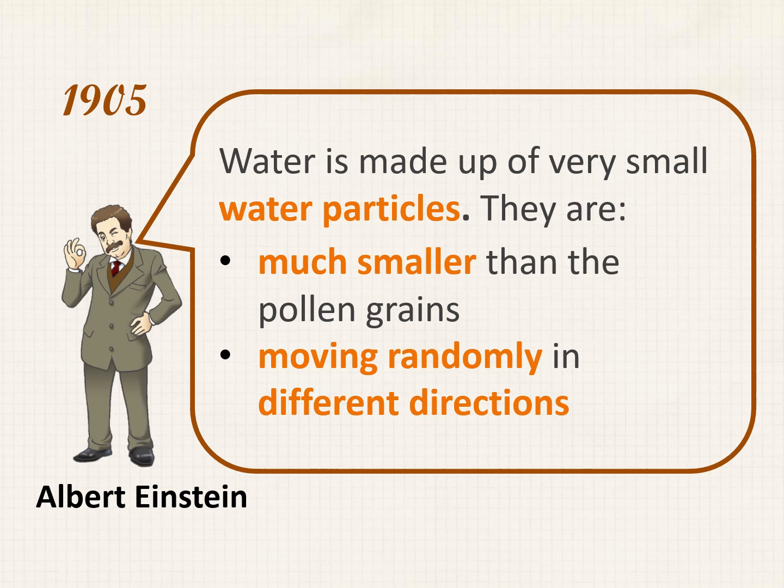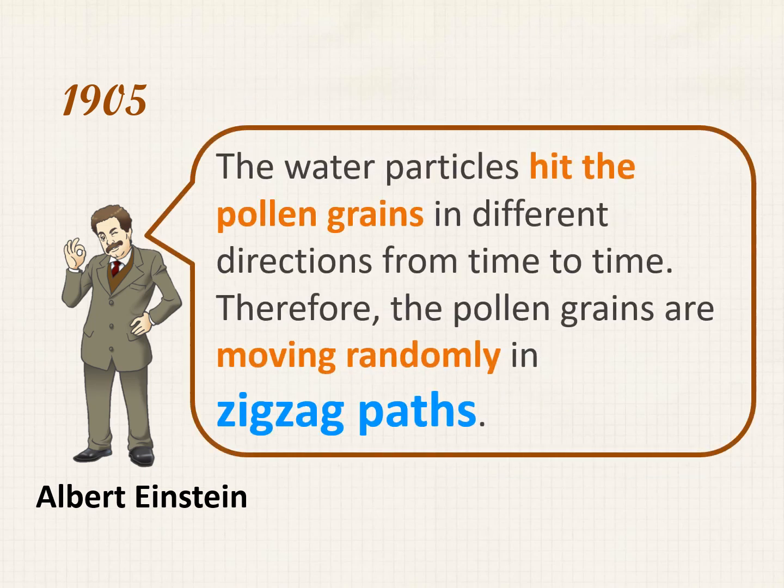Later, Albert Einstein, 愛因斯坦, thought that water is made up of very small particles, called water particles. The water particles are much smaller than the pollen grains. Water particles are moving randomly in different directions. The water particles hit the pollen grains in different directions from time to time. Therefore, the pollen grains are moving randomly in zigzag paths.